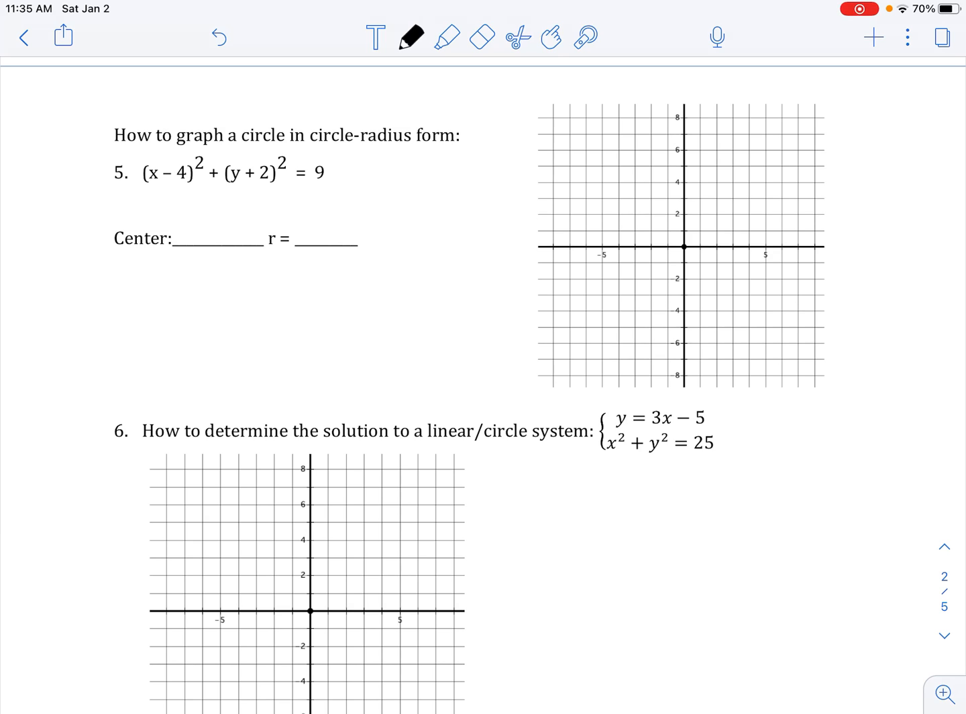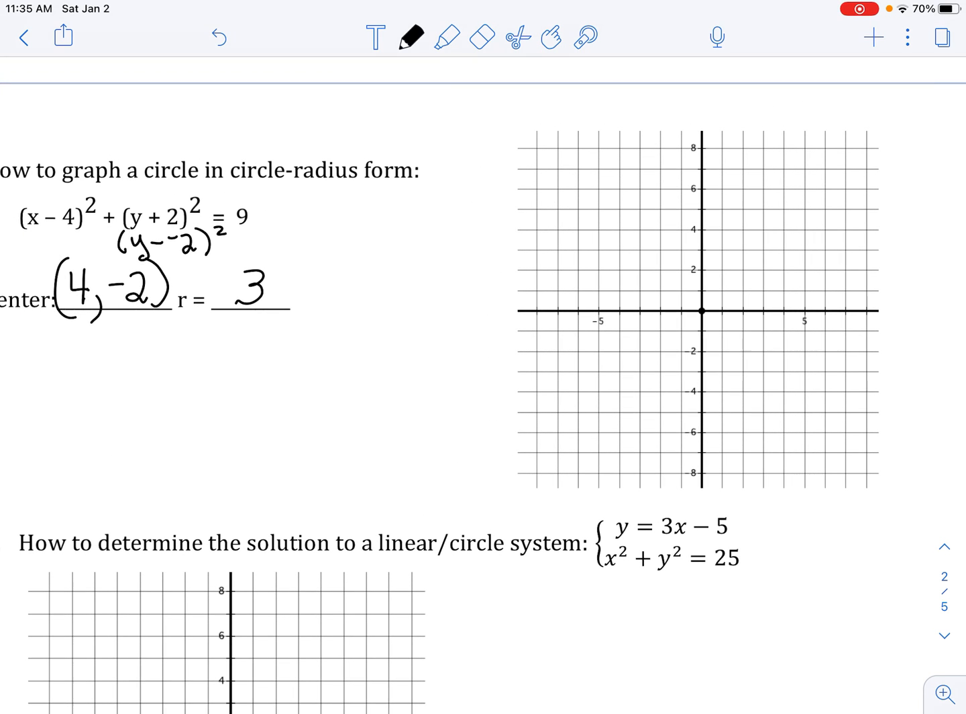In this equation, x minus 4 squared, so 4 is my h value, y plus 2, so if I want to rewrite that, that would be y minus a negative 2 squared, so that means my k value is negative 2, and my radius is the square root of 9, which is 3. So we identify the center point, so 4, negative 2, so 1, 2, 3, 4, negative 2, that's my center.